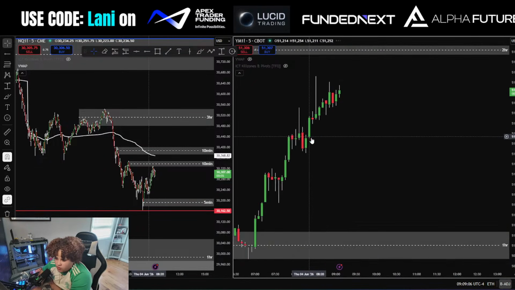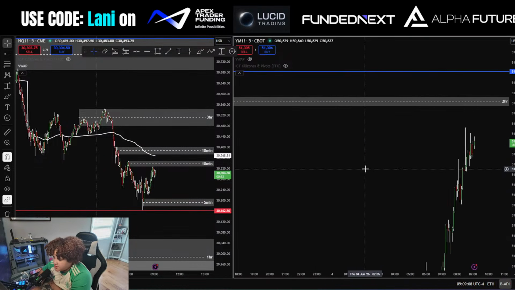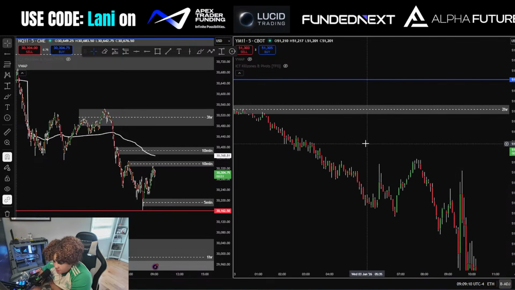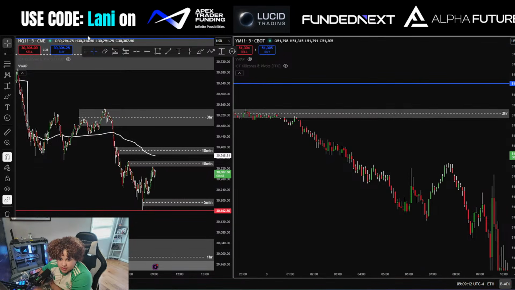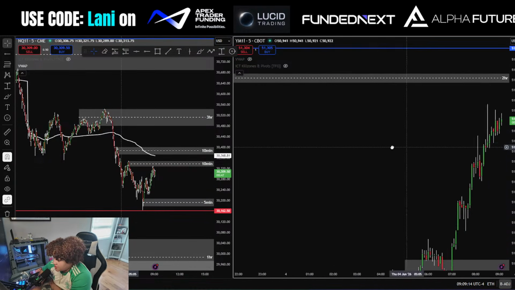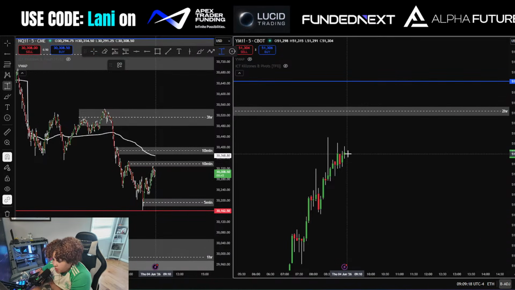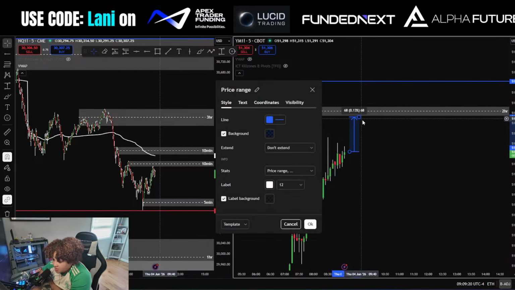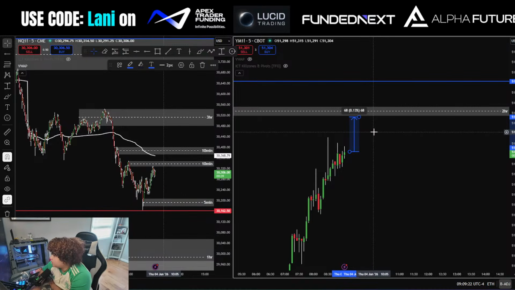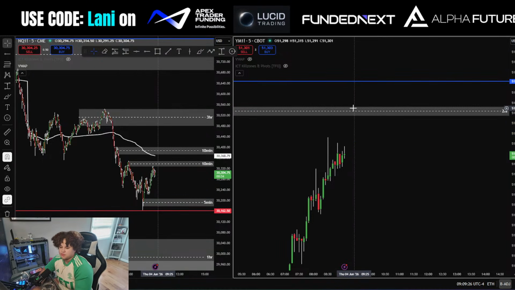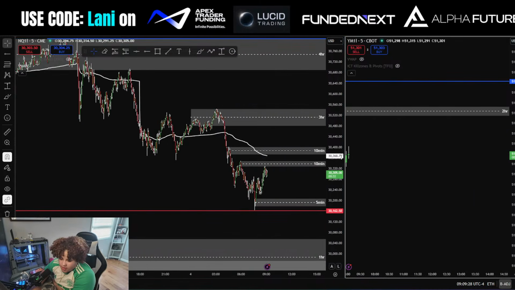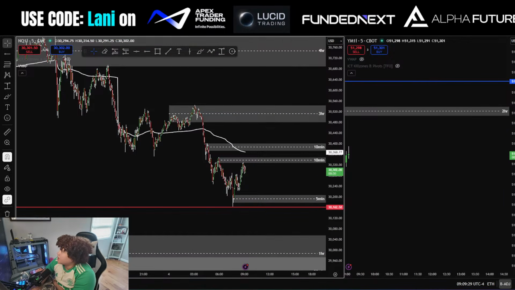I probably won't even be looking at US 30 unless it has a really volatile move. But if I was to trade US 30, my best bet would be this 2-hour supply zone up here, which isn't too far away. We could definitely get there once the market opens up. So I'll be looking more at NASDAQ for sure.